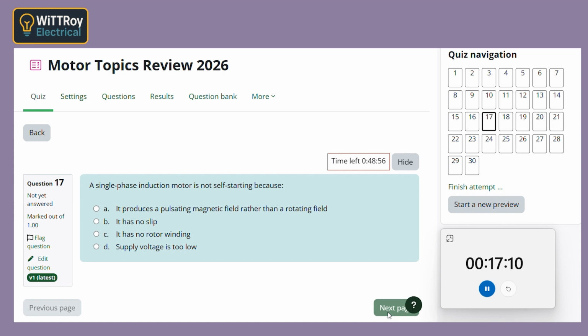Why is "it has no rotor winding" wrong? Because many single-phase induction motors do have a rotor, often a squirrel cage rotor. The problem is not the absence of a rotor, the problem is the type of magnetic field produced by the supply arrangement. And "supply voltage is too low" is clearly not the real reason. Correct. The motor could still fail to self-start even at normal voltage if there is no suitable starting arrangement. And "it has no slip" is wrong because slip still applies once the motor is running.